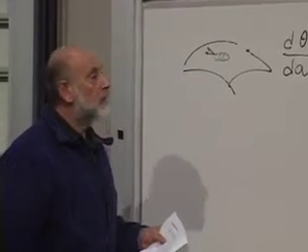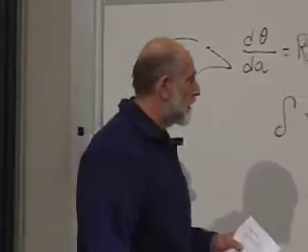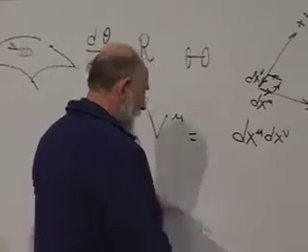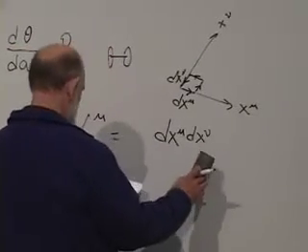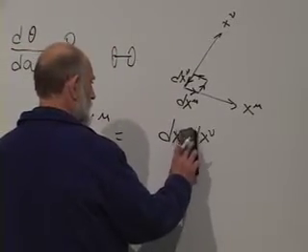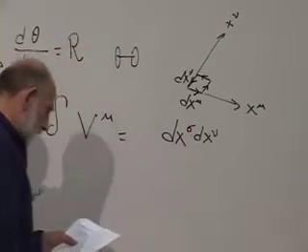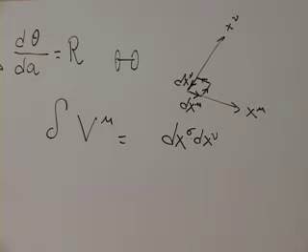You want to use mu on the superscript for v? You already used mu. Oh, you're right. We shouldn't. So it's going to have dx nu and dx sigma. Good point.